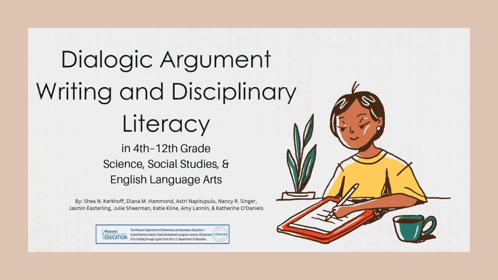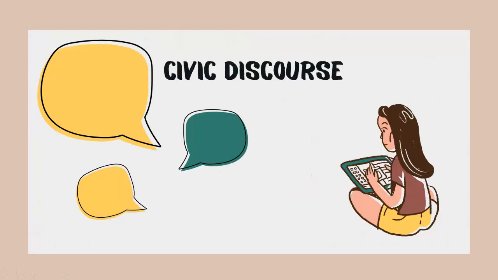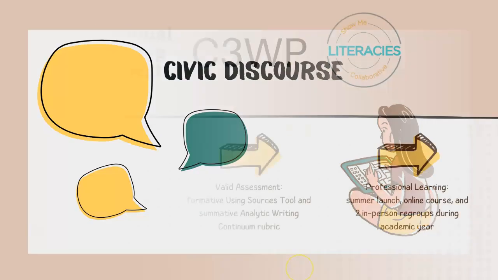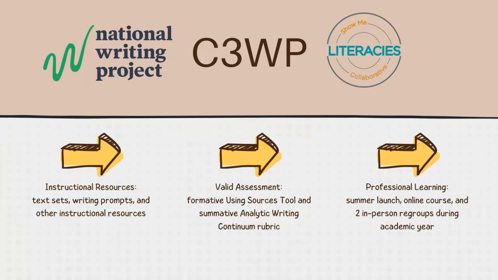The title of our article is Dialogic Argument Writing and Disciplinary Literacy in 4th through 12th grade Science, Social Studies, and English Language Arts. Civic discourse today too often relies on polarizing political leanings instead of scientific or historical evidence. So it's imperative that we teach students how to evaluate evidence, how to use evidence responsibly, and how to engage with different perspectives respectfully. A program designed to do just this is the National Writing Project's College, Career, and Community Writing Program, called C3WP for short.